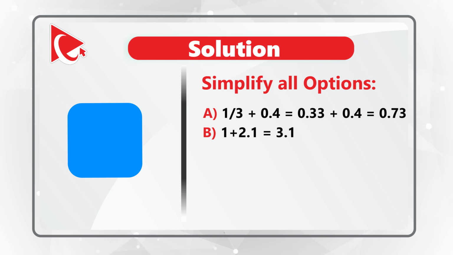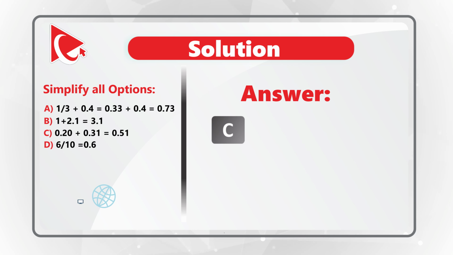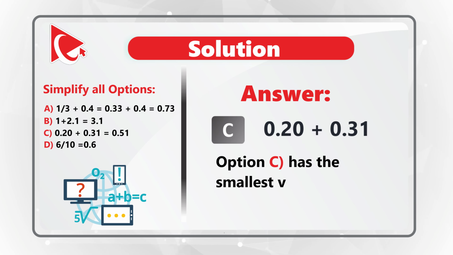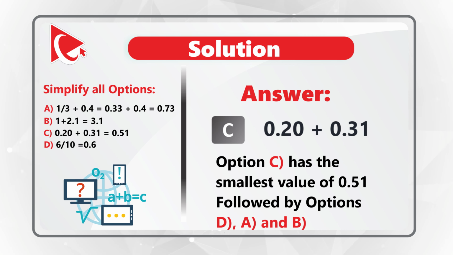Choice B, 1 plus 2.1 equals 3.1. Choice C, 0.20 plus 0.31 equals 0.51. And choice D, 6/10 equals 0.6. Which means, if you look at the answers, that option C has the smallest value of 0.51, followed by option D, A, and B. Was it challenging for you?